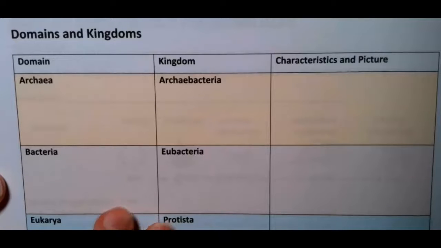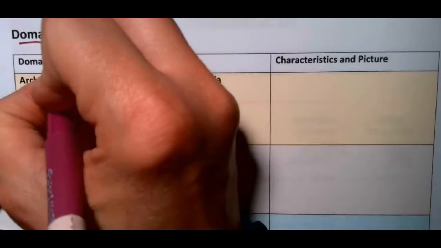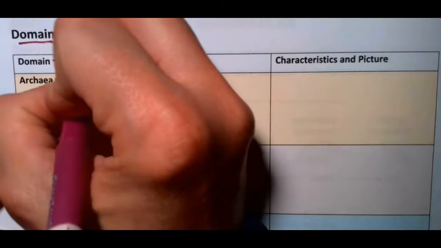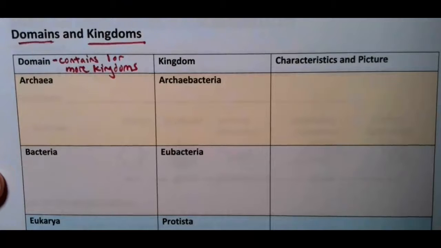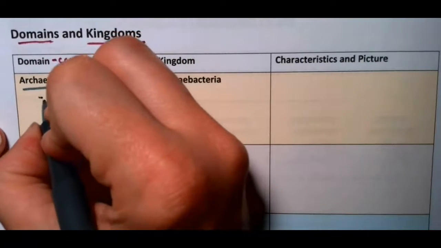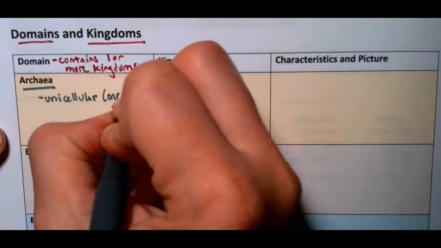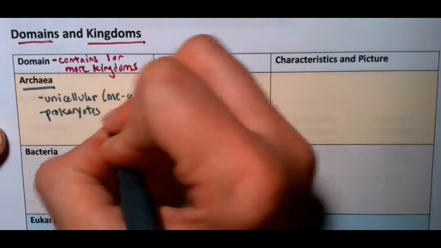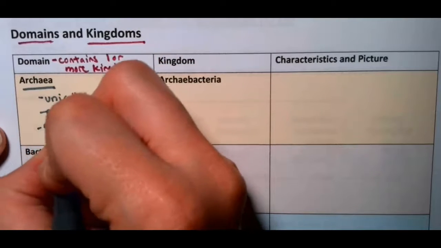This is the second classification video on specific domains and kingdoms. A domain contains one or more kingdoms. The first domain we'll talk about is the archaea domain. Archaea domain consists of organisms that are unicellular, which means they're made up of one cell. They're prokaryotes, which means they have no nucleus, and they live in extreme environments.